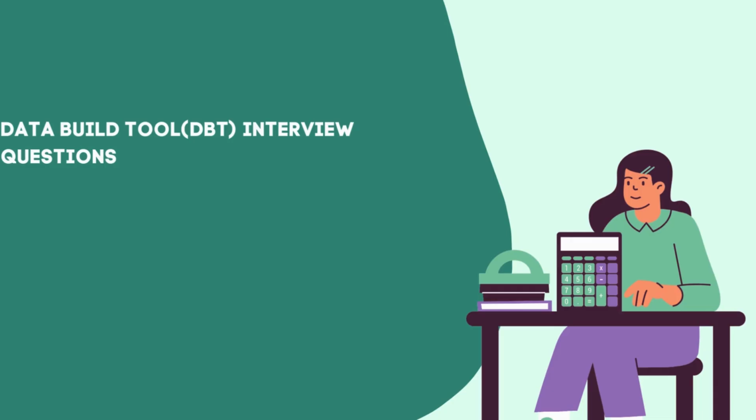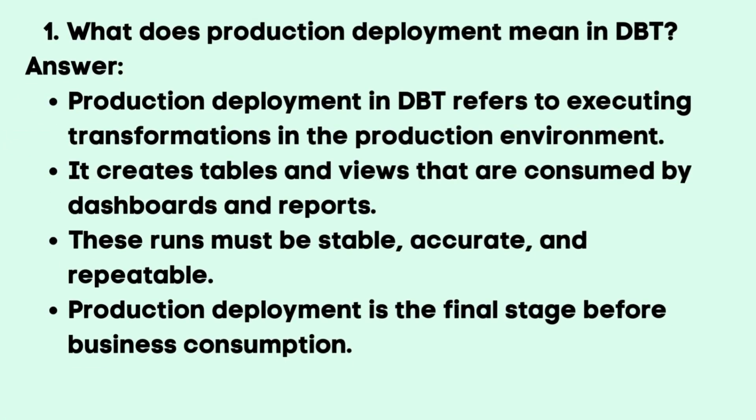Let's get started. What does production deployment mean in DBT? Answer: Production deployment in DBT refers to executing transformations in the production environment. It creates tables and views that are consumed by dashboards and reports. These runs must be stable, accurate, and repeatable. Production deployment is the final stage before business consumption.